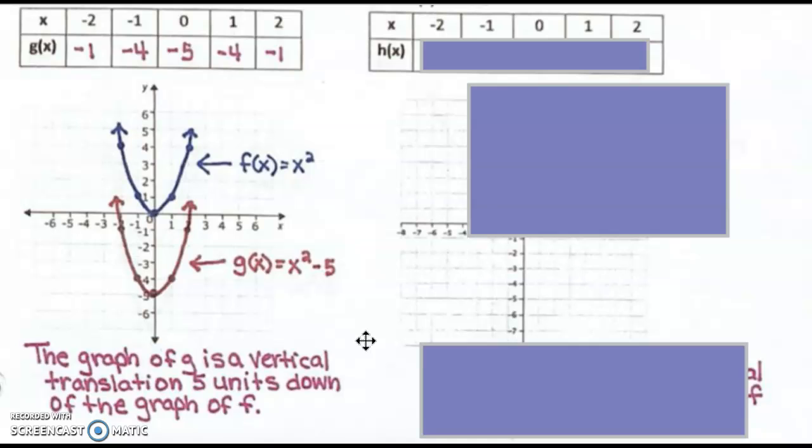And we can say that the graph of g is a vertical translation 5 units down of the graph of f. Or you don't always have to put vertical translation. Or you don't have to write the whole sentence. You can just say vertical translation 5 units down. Or you can just say 5 units down.